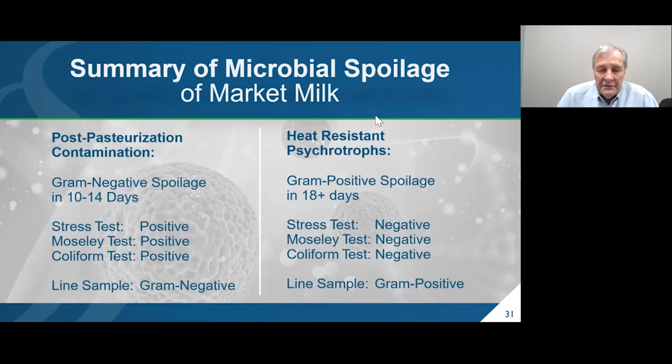Heat-resistant psychrotrophs, again, these are the bacteria that we find on raw milk handling equipment. They usually are there in biofilms. They're usually sloughed off. They're usually spore-forming type bacteria. However, they test negative on the stress test. They test negative on our keeping quality test. They test negative for coliforms. In line sampling, we find gram-positive rods. Again, these bacteria grow slower than gram-negative bacteria, but they can result in spoilage at 20 days plus.